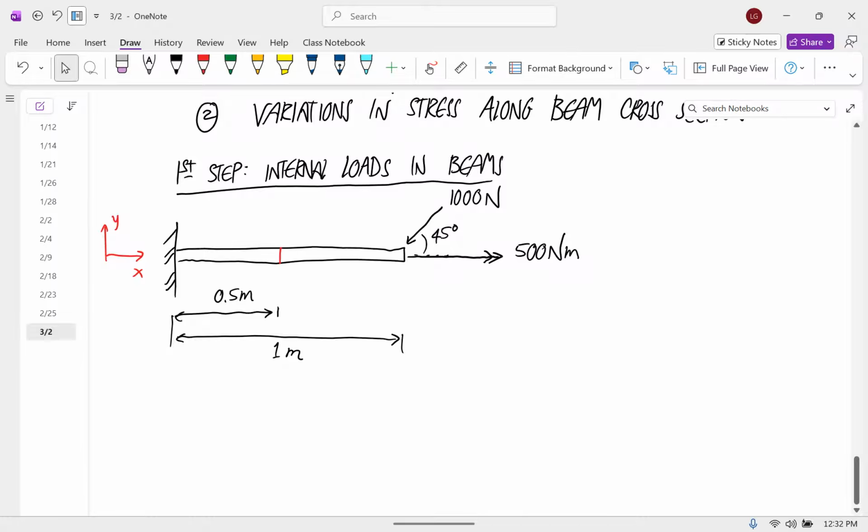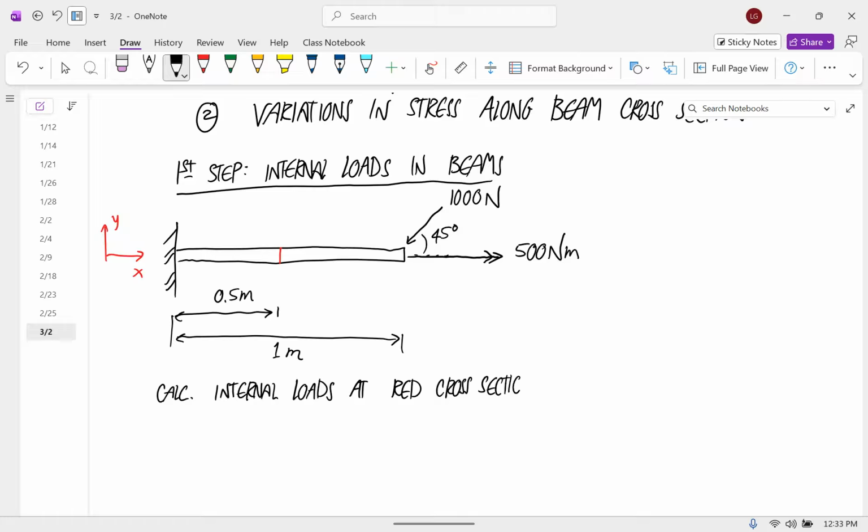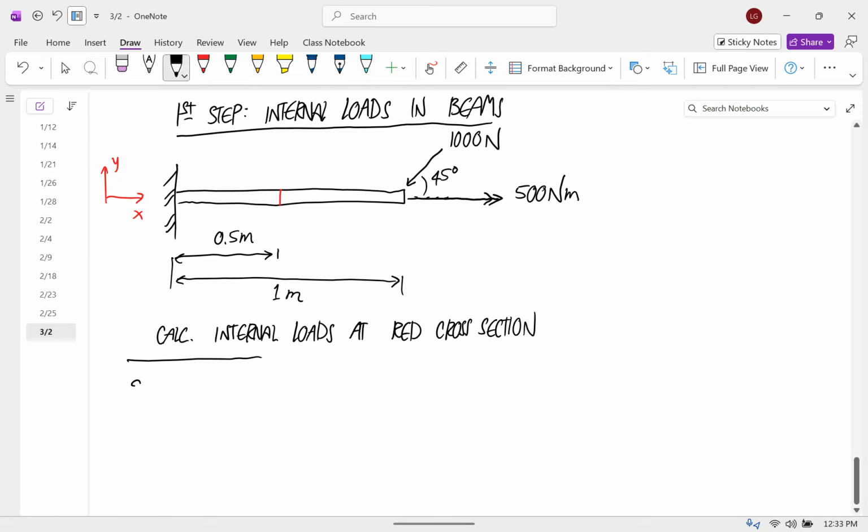Okay, and we want to calculate the internal loads at the red cross section. Well, the first thing we have to do is calculate the external loads because those are going to come into it. So step one, we're going to calculate the external loads.